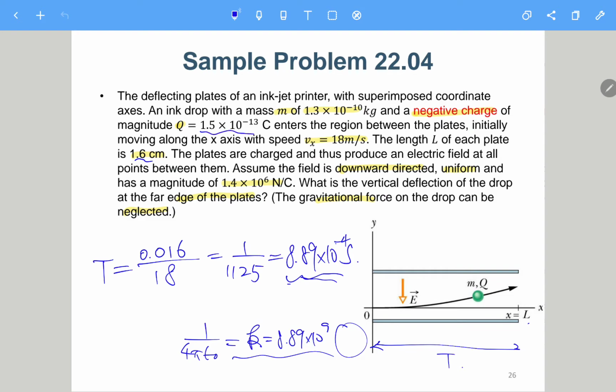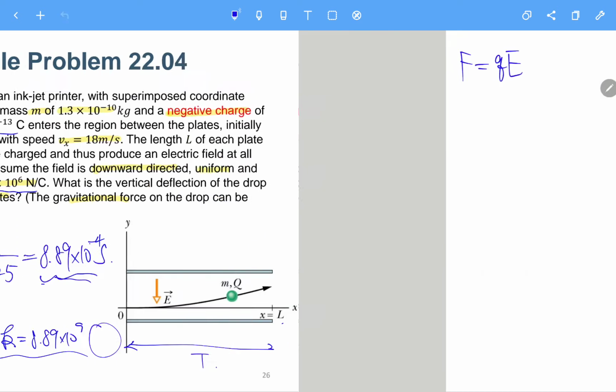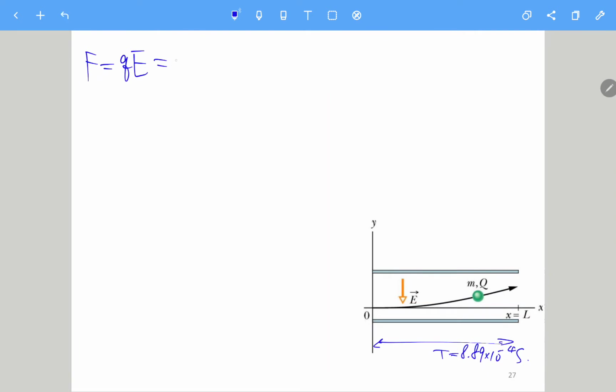Q is 1.5 times 10 to the minus 13. E, what is E? E is this one, 1.4 times 10 to the 6th power. So it is 1.5 times 10 to the minus 13 times 1.4 times 10 to the 6th power, which is 2.1 times 10 to the minus 7 Newton.